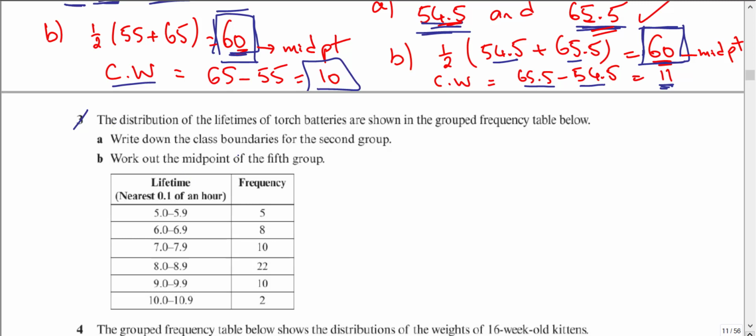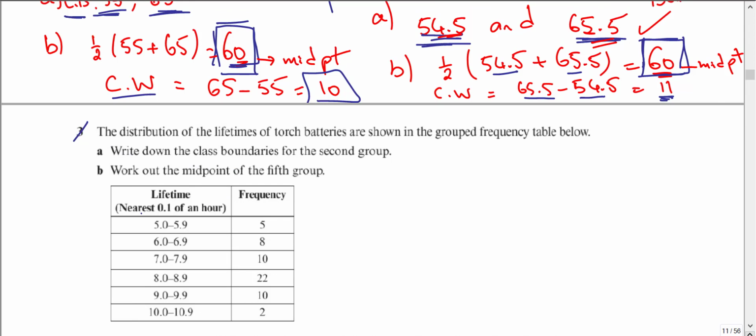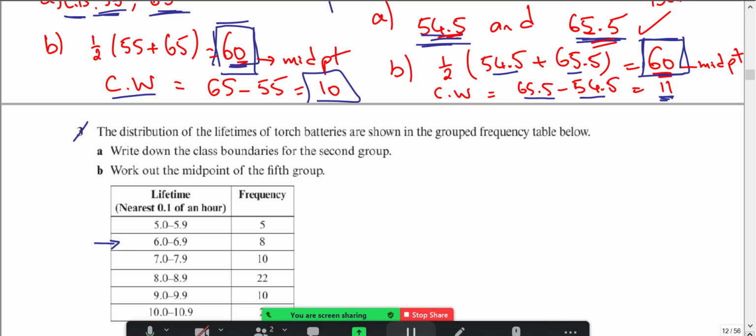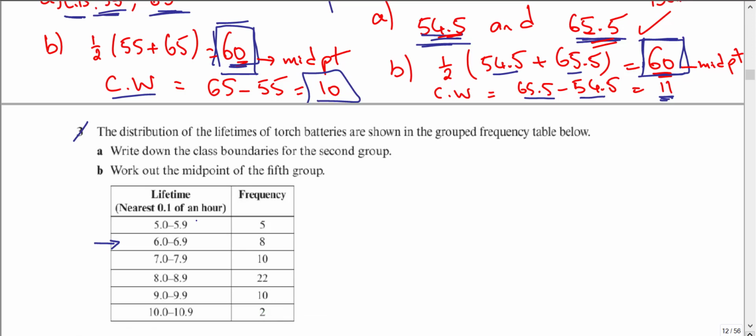And they say the distribution of lifetimes of torch batteries are shown in the grouped frequency table below. First, write down the class boundaries for the second group. Here we want to find the boundaries for the second group. Do we have gaps or don't we have gaps?